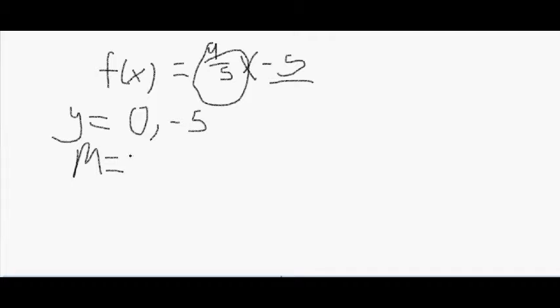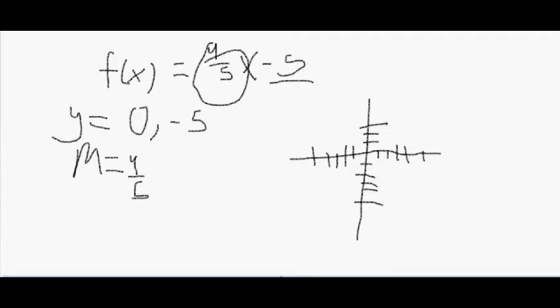Keep in mind, this is the slope. The slope here is 4 over 5. So when we draw it, 1, 2, 3, 4, 5, 1, 2, 3, 4, 5, 1, 2, 3, 4, 5, 1, 2, 3, 4, 5. This is x, and this is y. Keep that in mind. The y-intercept is at x equals 0 and y equals negative 5, which is here.